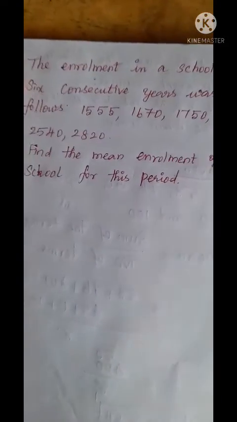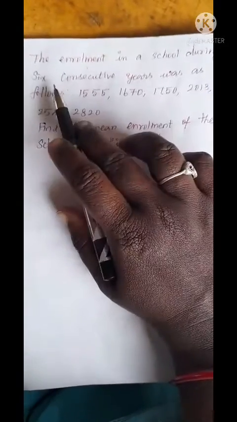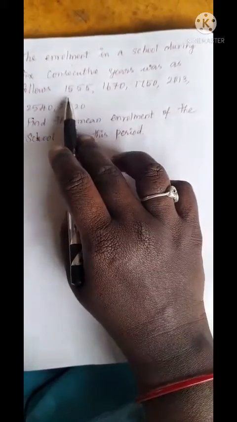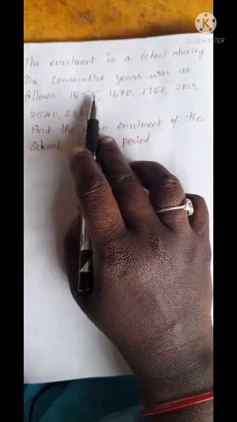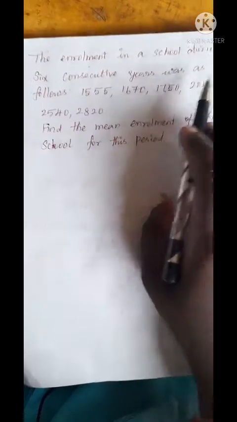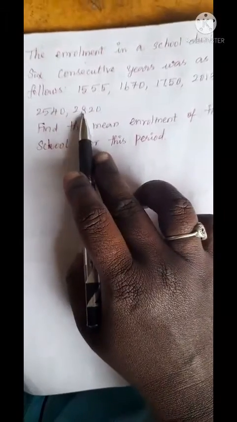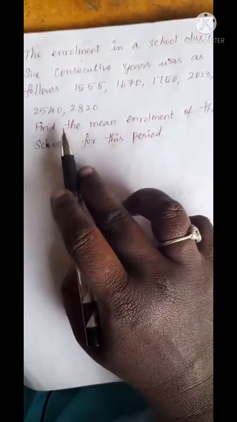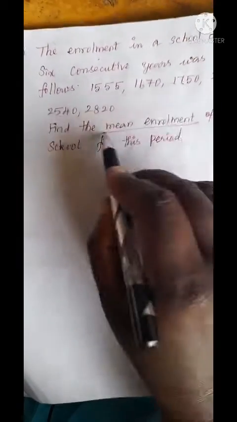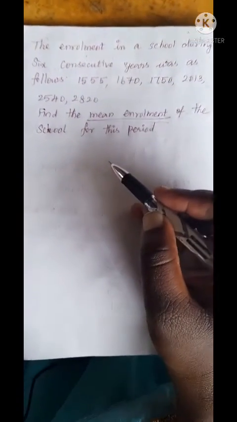Question number 3. The enrollment in a school during 6 consecutive years was as follows: 1555, 1670, 1750, 2013, 2540, 2820. Find the mean enrollment of the school for this period. Same, mean enrollment. Find the average. Find the average or mean enrollment, both are correct.